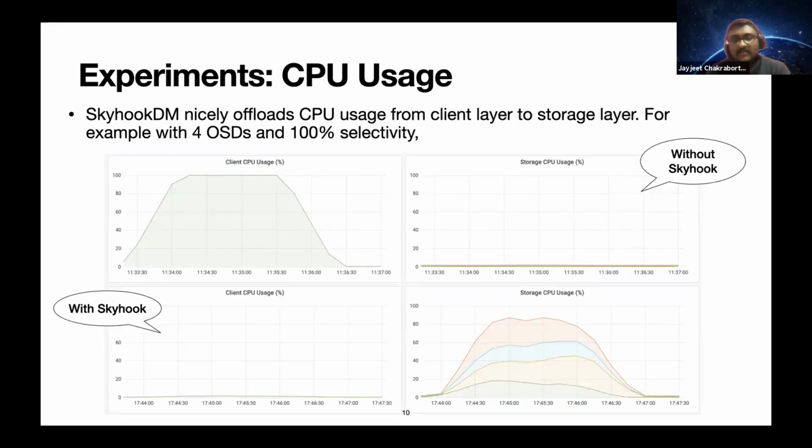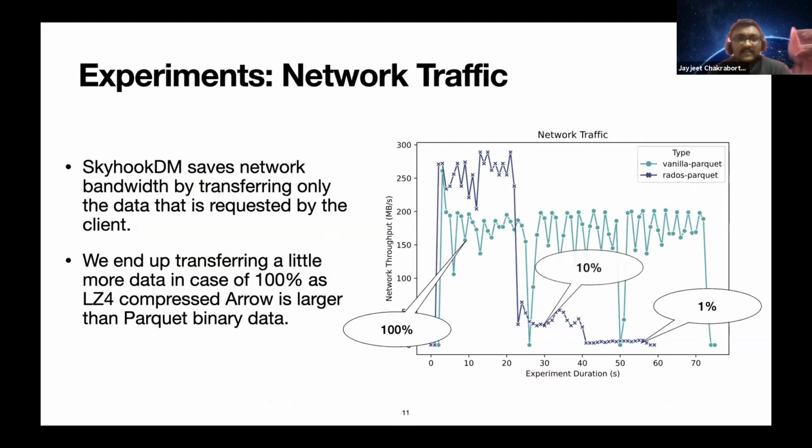On the CPU usage side, as you can see, Skyhook nicely offloads the CPU usage from client to storage. The client is totally free, it can do more processing, while the load is nicely divided between the storage nodes. On the network traffic side, using SkyhookDM, you can save a lot of network traffic if you are doing queries with high selectivity, as you end up transferring quite a lot less data.